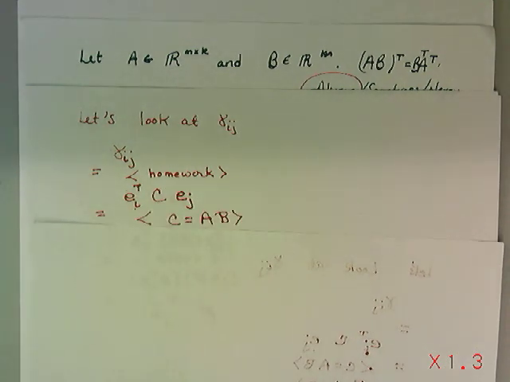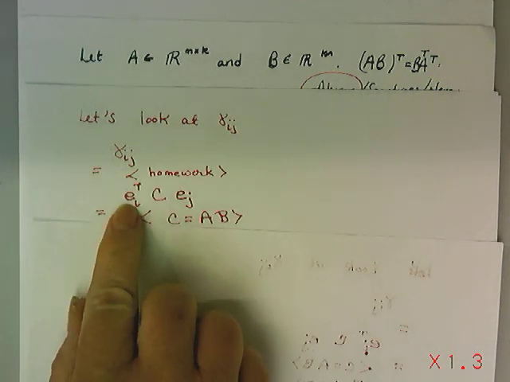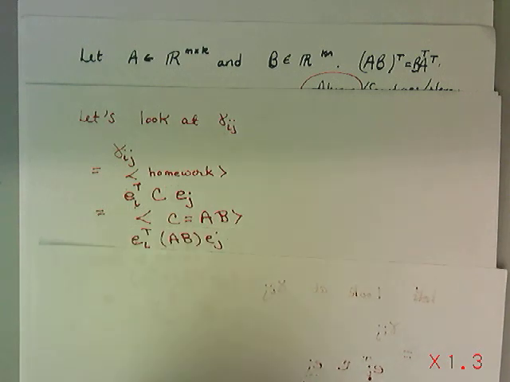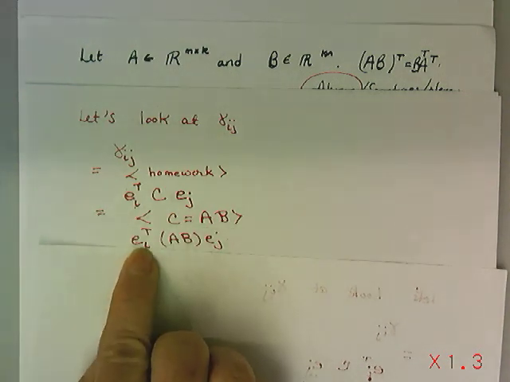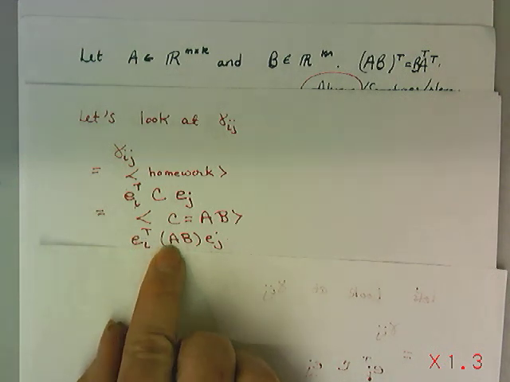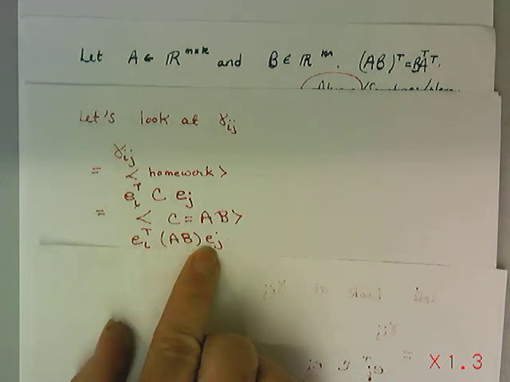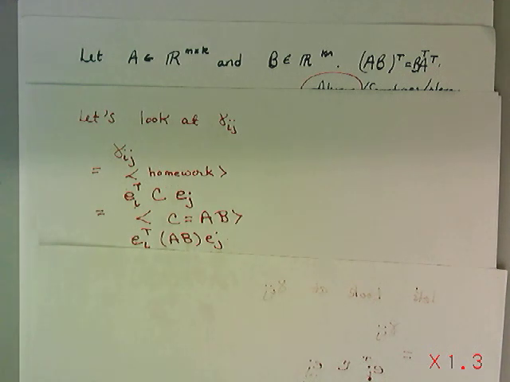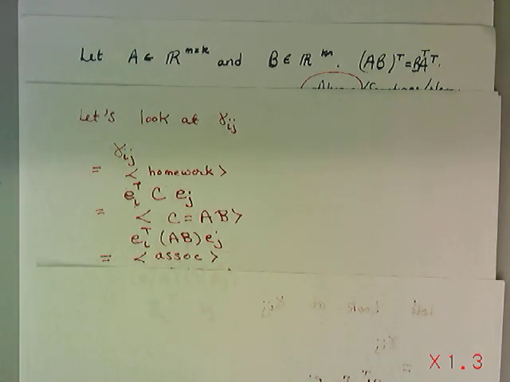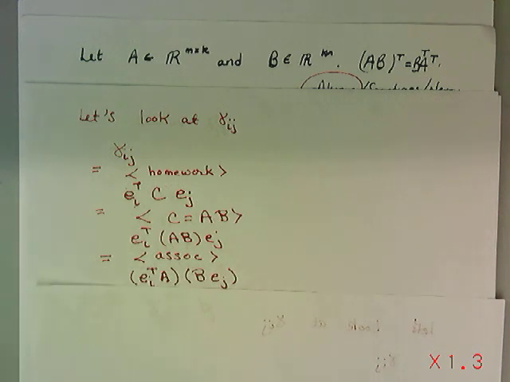But C is equal to A times B, which means that this product is the same as e sub i transpose times the quantity A times B times e sub j. But what is this? Well, we know that matrix multiplication is associative and vectors are special matrices. So by associativity, we can regroup, and this is equivalent to e sub i transpose times A, times B times e sub j.